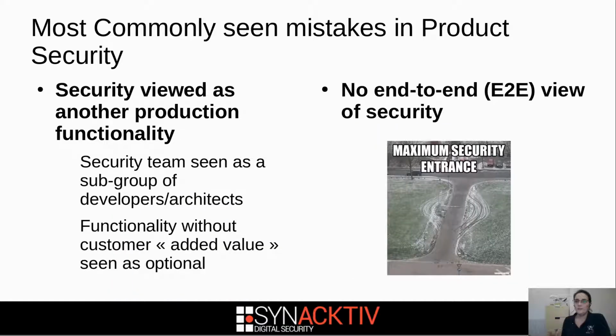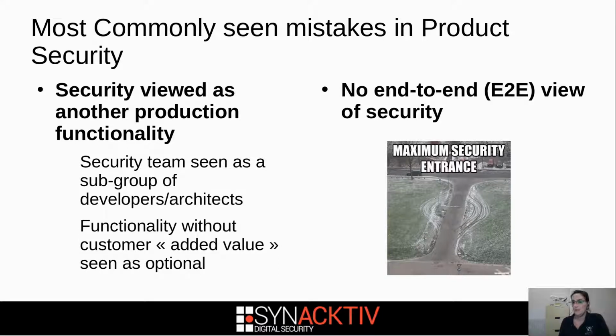So I've already talked a little about that: security viewed as another production functionality. We're going to talk about security engineers that are embedded in either developer teams or architect teams. Security is seen as a kind of functionality because it's in the roadmap like another functionality development, but without customer added value. So it's going to be seen as optional. And because those security people are embedded in other teams, which have different incentives again, most of the time the warning will not be heard by the top management or the top level of the project or the program.